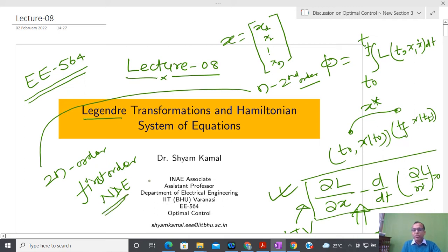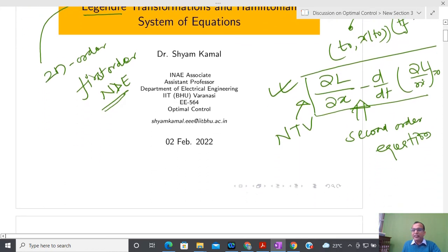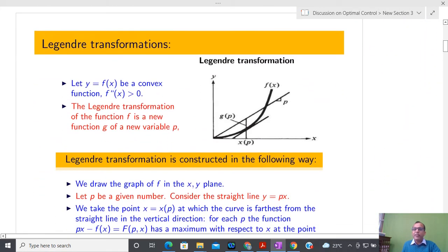In today's lecture we are going to see the equivalence between the Euler-Lagrange or Euler equation and the Hamiltonian formulation. That is our main objective. But before that, I have to discuss this Legendre transformation, so let us try to see how the Legendre transformation works.